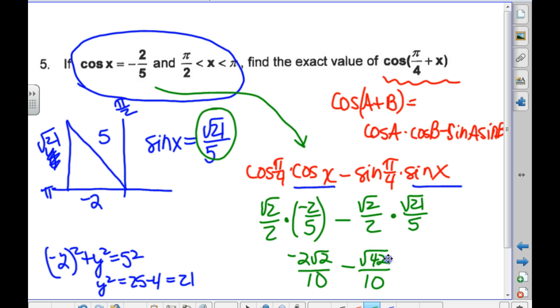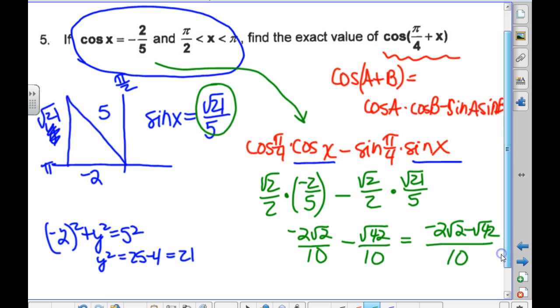42 doesn't have any perfect squares in it. So this is a lovely answer of negative 2 square roots of 2 minus the square root of 42, all over 10. And actually, because this doesn't simplify, that doesn't reduce at all, and I'm checking my answer because that's just nasty. Yep, that's what I have on my answer key.